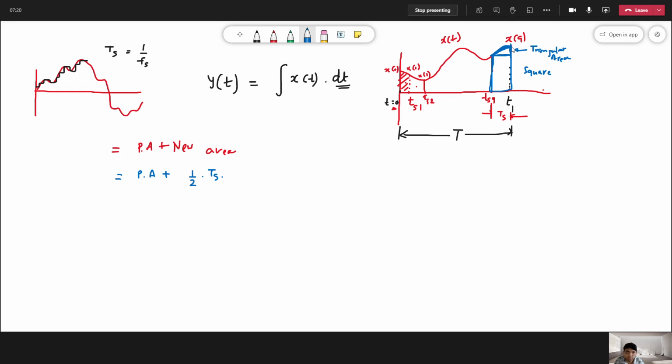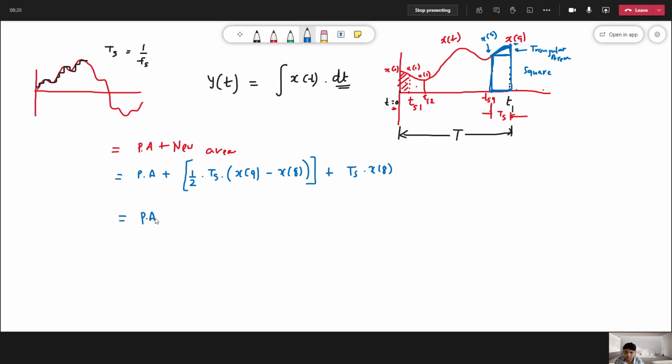And how much is the height of the triangle? You can well measure it because you know this peak, X of 9, and this one is given by X of 8. So X of 9 minus X of 8 is actually the height of the triangle. So let me write it down, X of 9 minus X of 8. So this is the area for the triangle. Similarly, if I write down the area occupied by this square section, then it is TS, that is this distance, into the vertical height given by the strength of the previous signal, that is X of 8.